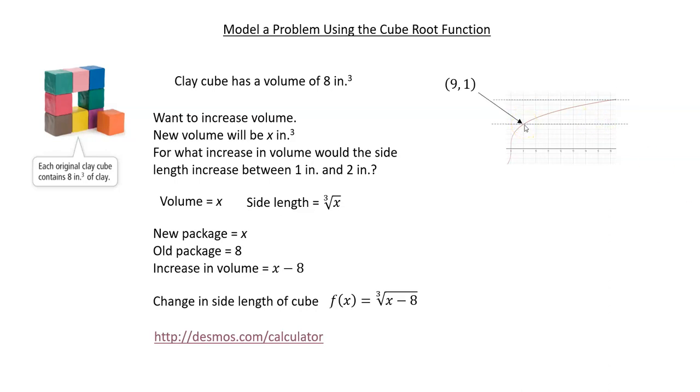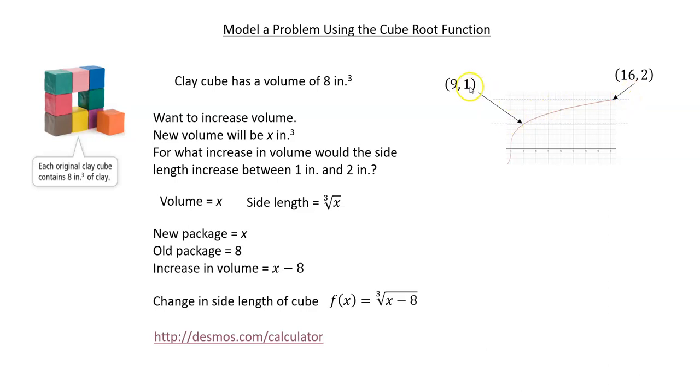The lowest value at the 1 is 9. So if I put in the 9 for x, 9 minus 8 is 1. The cube root of 1 is 1. The highest point where we get to the 2 is 16, 2. 16 minus 8 is 8. Cube root of 8 is 2.